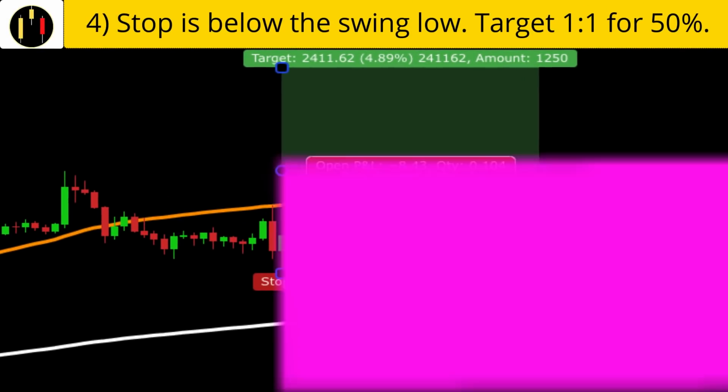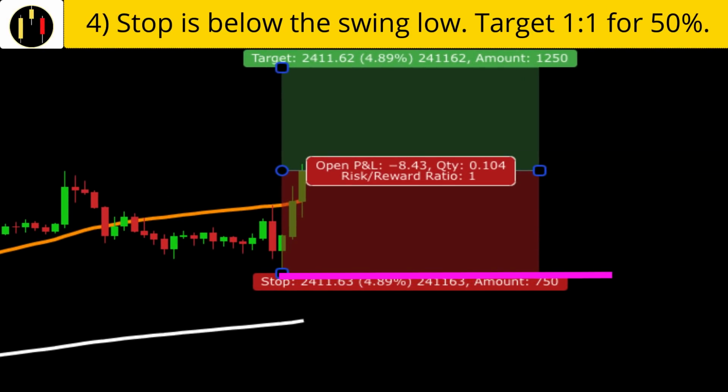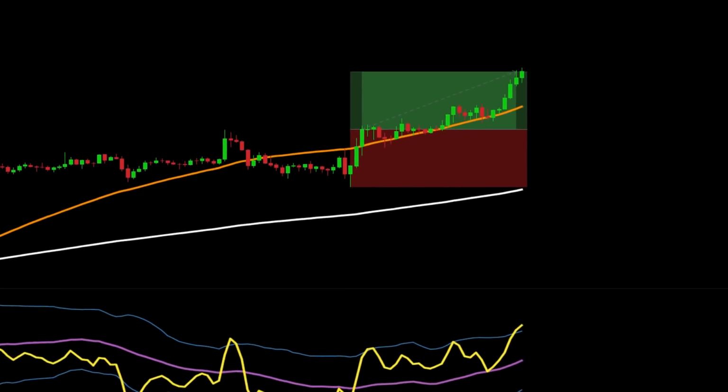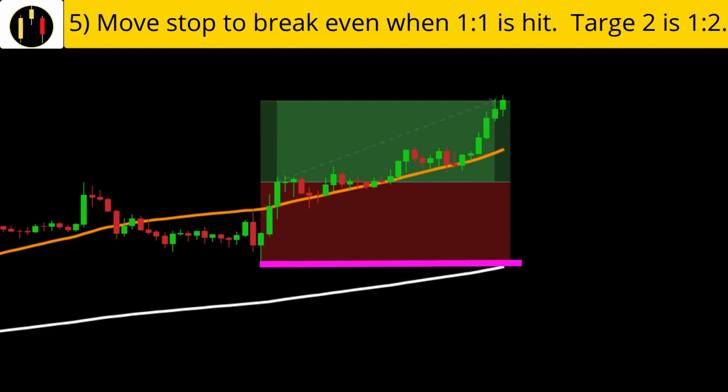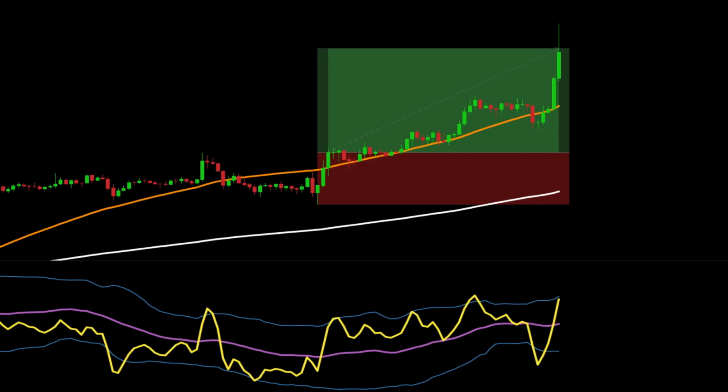We place our stop below the previous swing low and target 1-to-1 for half of the position. When target 1 is hit, move the stop to break even and target 1-to-2 for the second half. And this one hits target 2.